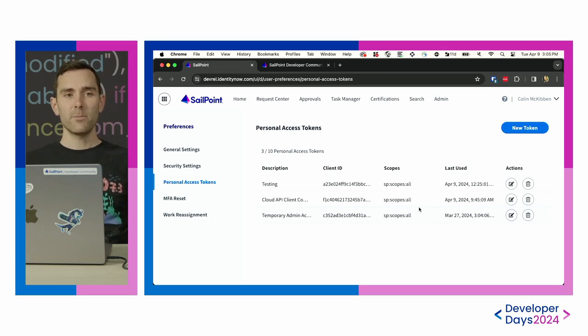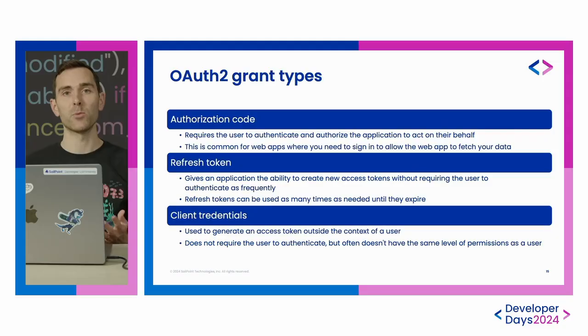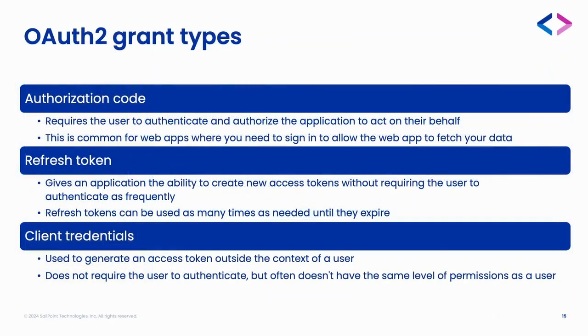So next, let's talk about OAuth 2. OAuth 2 is a standardized form of authenticating with APIs. Not every API will use OAuth 2, but it is a very common one, and SailPoint does use OAuth 2 to authenticate. In OAuth 2, again, it's a standard, and there's 3 main grant types that SailPoint supports. And a grant type is really just determining how that token is generated and how it can be used.